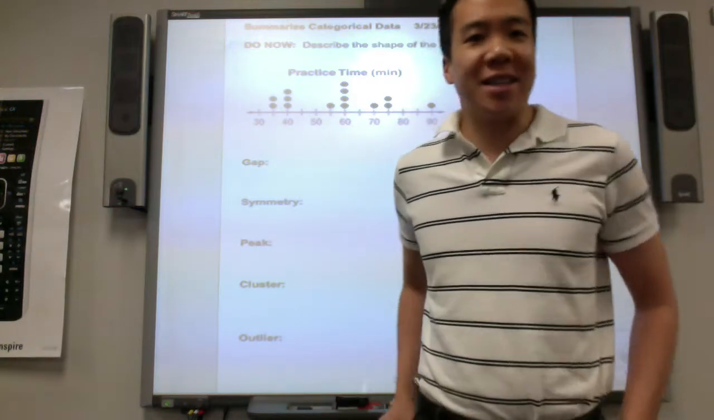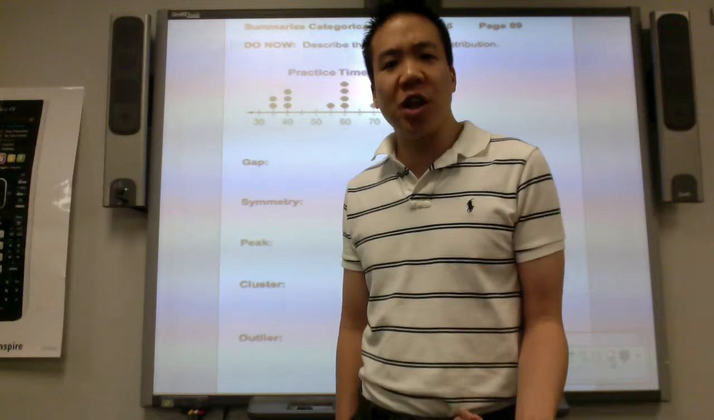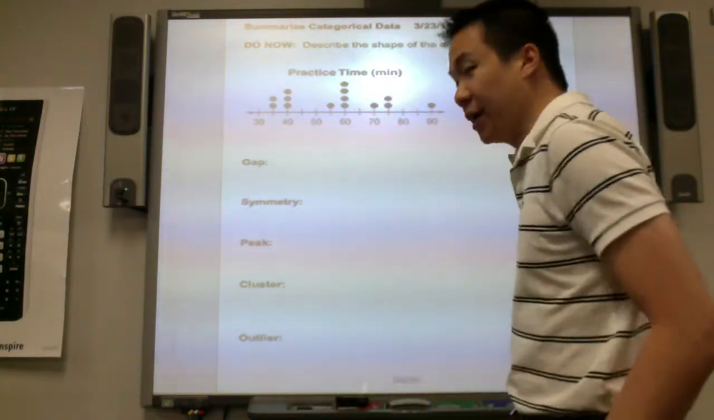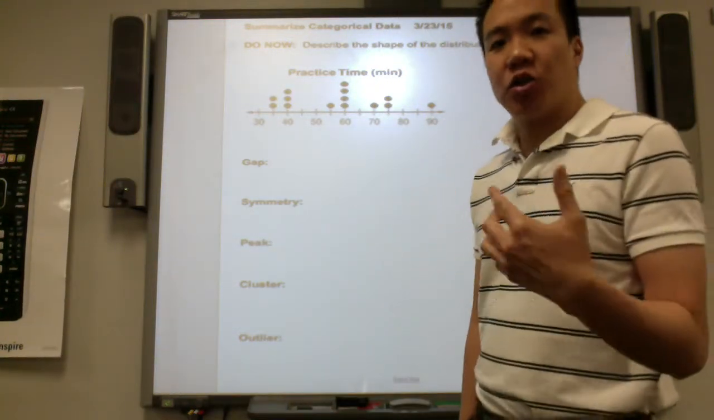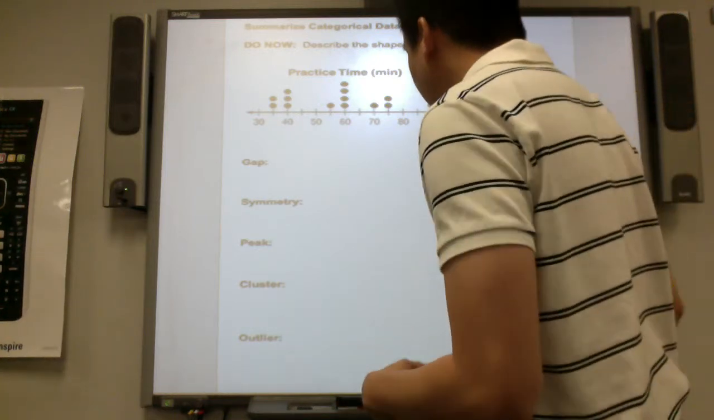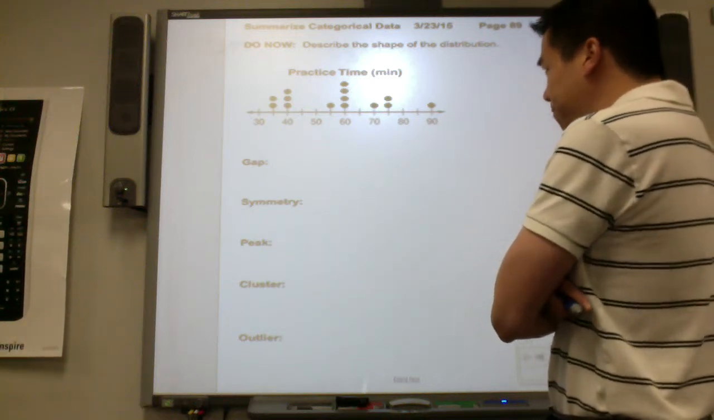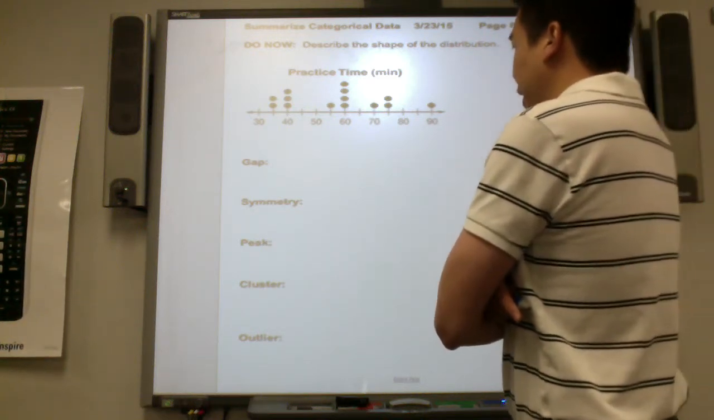Let's talk about summarizing categorical data. Before we do so, let's talk about the shape of a dot plot. You describe the shape of a histogram, dot plot, box plot, and so on. So describe the shape of this distribution. What do you notice?